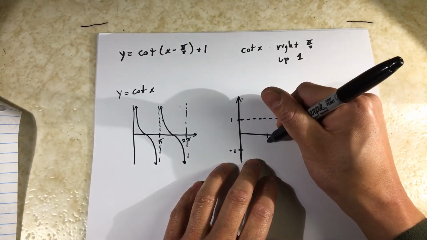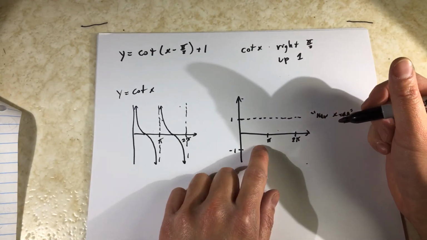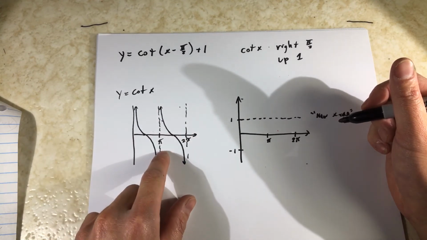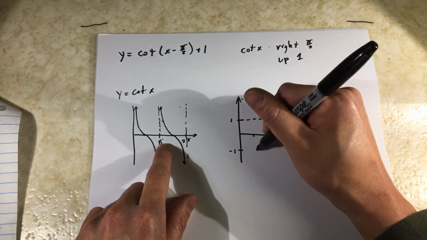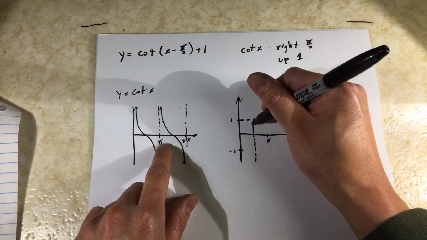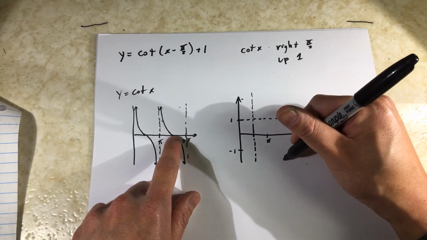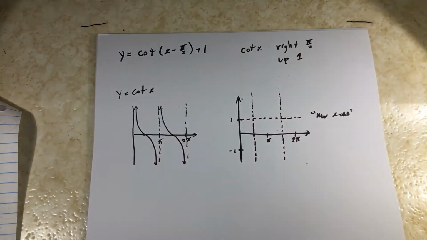And then the other thing is that we're going to shift right by pi over 2. So we're going to shift these vertical asymptotes. We had a vertical asymptote at pi. So if we shift it over by pi over 2, we're going to have a vertical asymptote here. And this vertical asymptote shifts over, so we're going to have a vertical asymptote at 3 pi over 2. Okay?